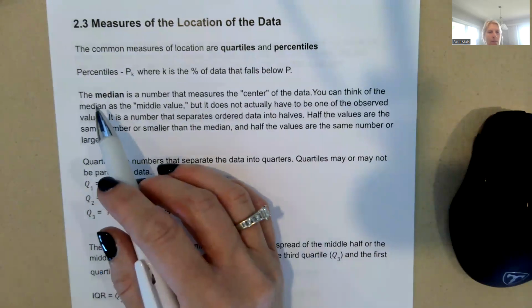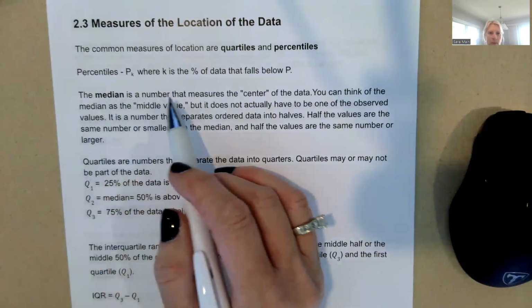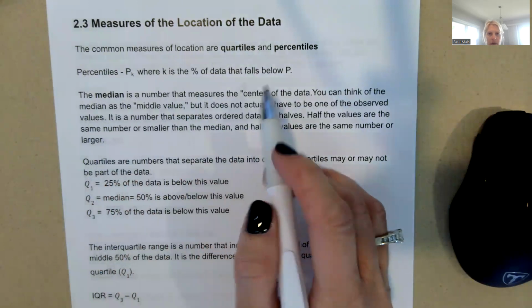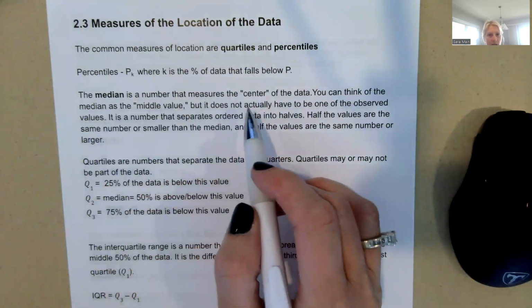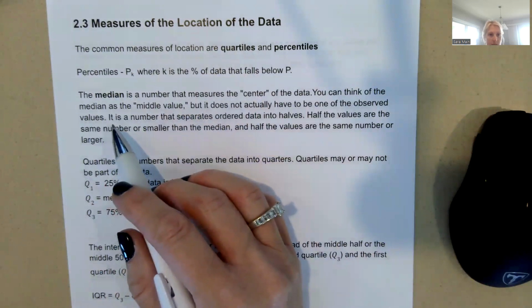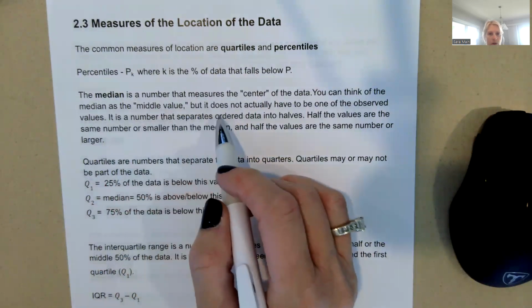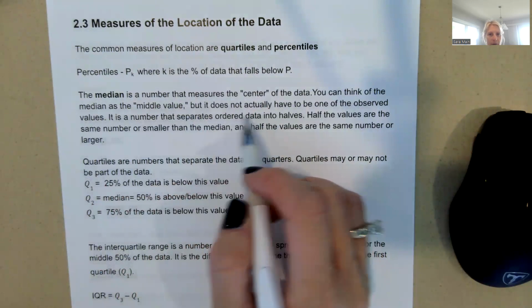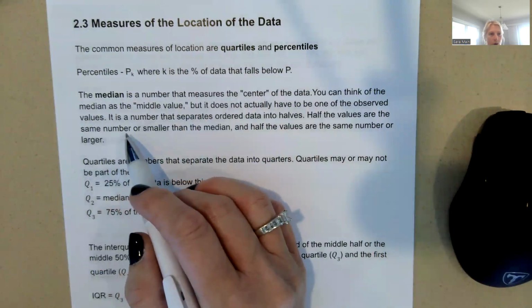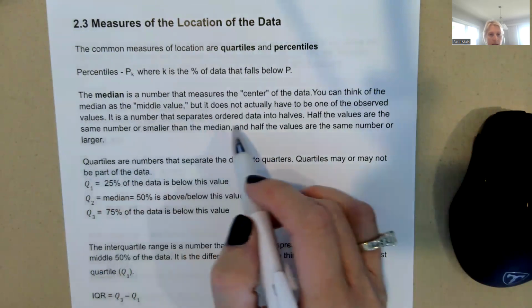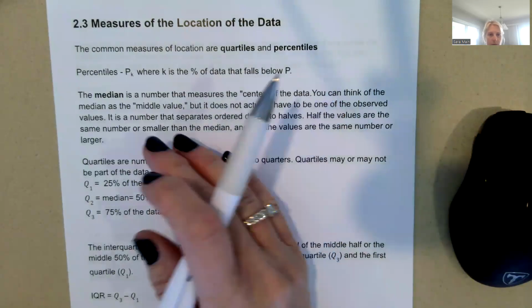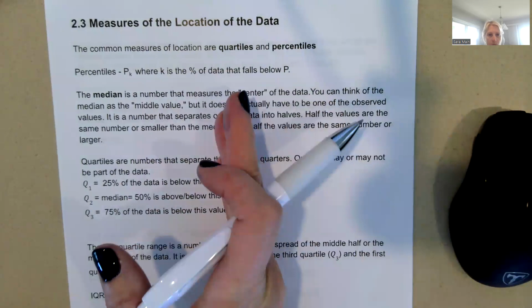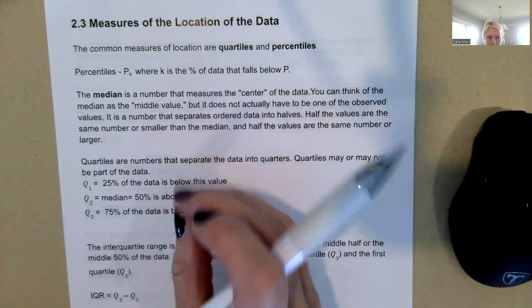We're also going to look at the median. The median is a number that measures the center of the data. You can think of the median as the middle value, but it does not actually have to be one of the observed values. It is a number that separates ordered data into halves. Half the values are the same number or smaller than the median, and half the values are the same number or larger. So we would order the values from smallest to largest, and then we're looking to find that middle.